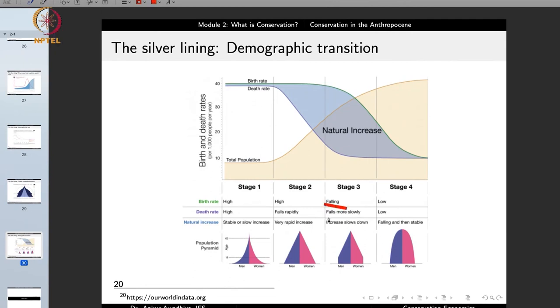Now, in this case, the death rate is still falling because we are still working on medical advancements, but now the birth rate has also started to fall, and so the population growth will now turn towards a plateau. And in the fourth stage, we have a low birth rate and a low death rate, and so the population now stabilizes. There is no further increase or decrease in the population. So this is a demographic transition that we have observed in a number of societies.